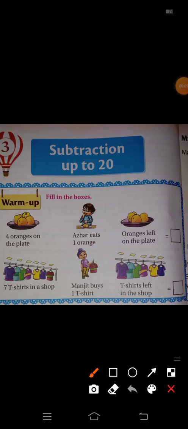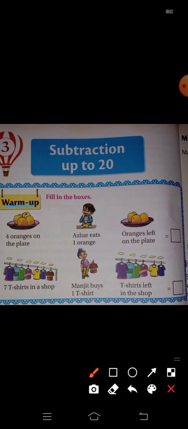Good morning, student. Today we are going to discuss our new chapter, that is subtraction up to 20. Okay. So subtraction means minus. Yes. First we go through the first point, that is warm up. See here. Fill in the boxes.